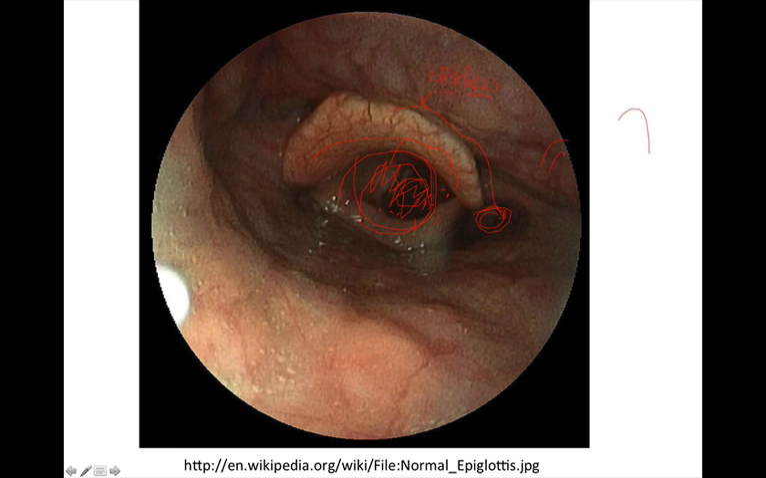So only air is really meant to go through here. That's essentially how we protect ourselves from swallowing objects into our trachea. When we swallow, the epiglottis is pulled into the glottis, covers this opening, and then food and water pass over it and go down the esophagus. Okay.